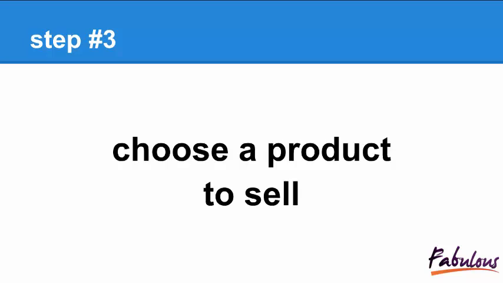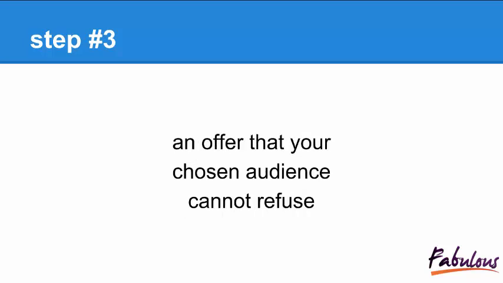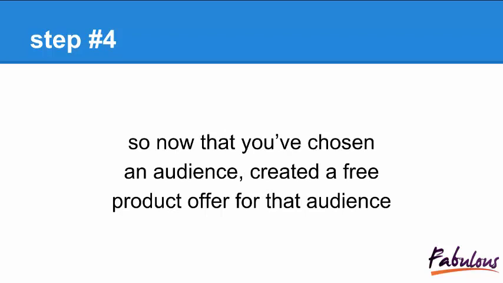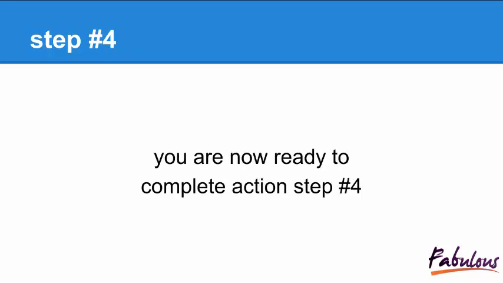Choose a product to sell. This product should be a high converting, high commission offer, an offer that your chosen audience cannot refuse. So now that you've chosen an audience, created a free product offer for that audience, and have chosen a product to sell to your targeted audience, you are now ready to complete action step number 4.